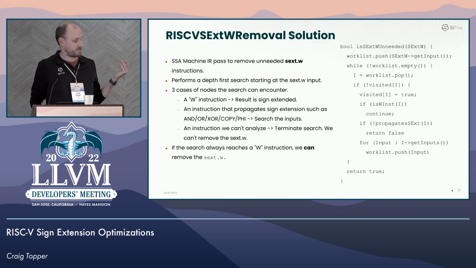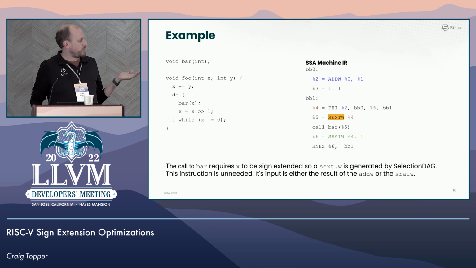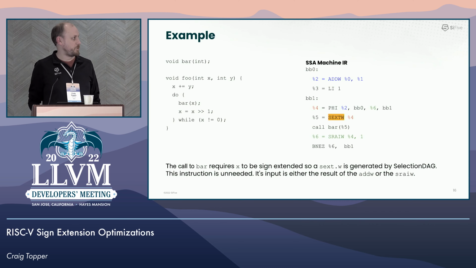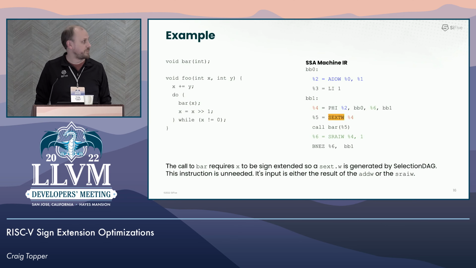So in that example, we would visit the phi, know that it propagates sign extension, so then we would add both the ADDW and the SRAIW to the work list. And then when we visit each of them, they're considered W instructions, so they will successfully pass the search, and then we're done, and we can remove the sign extend W.